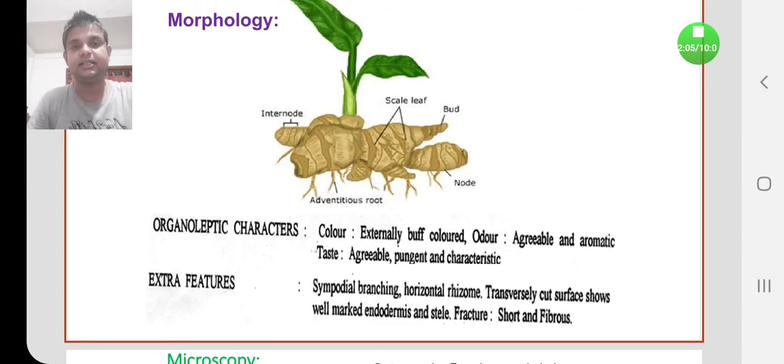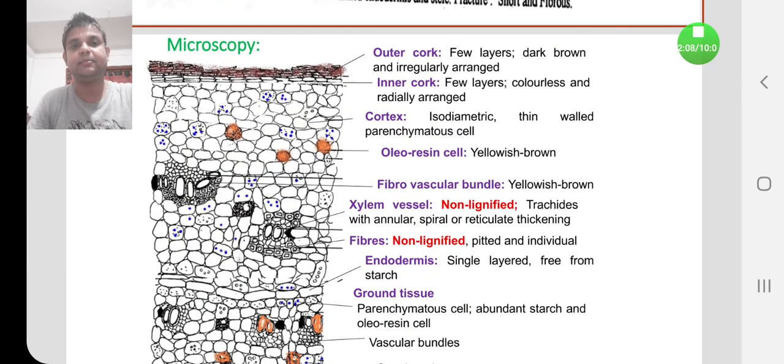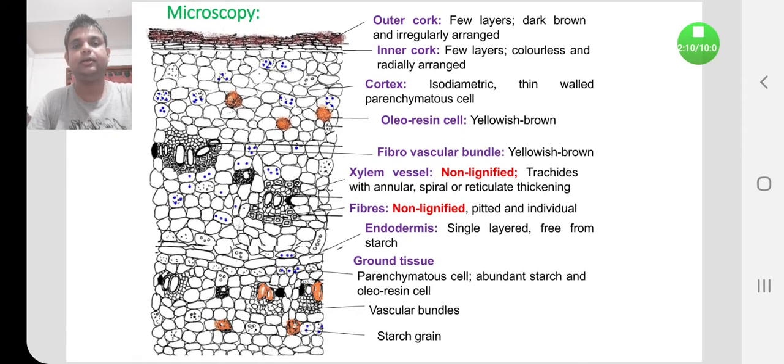Now coming to our next part, that one is the microscopy. In this diagram, when we take the transverse section of the ginger rhizome, these are the various characters generally found in the ginger rhizome. So at the topmost part, you will find 2 to 3 layers of closely arranged rectangular-shaped cells. That one is known as the cork. Cork is further divided into 2 layers.